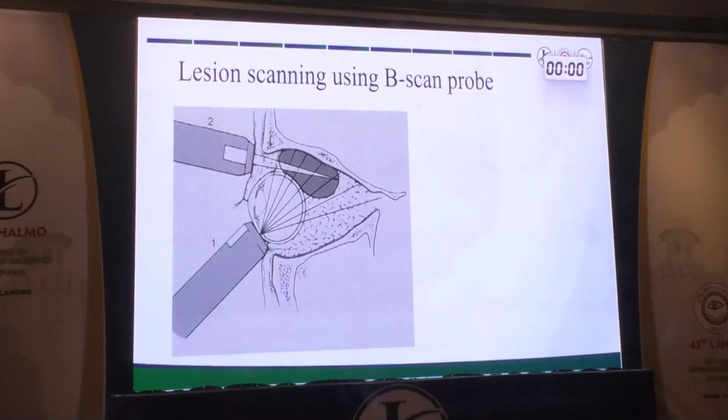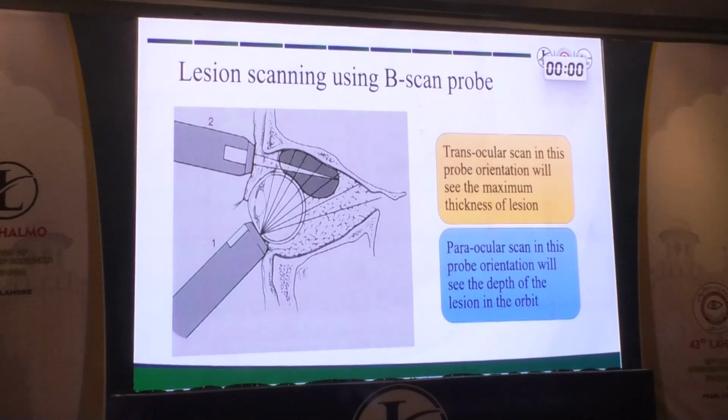Lesion scanning using the B-scan probe. The transocular scan in this probe orientation will show the maximum thickness of the lesion. Transocular will tell you the maximum thickness of the lesion. Whereas the paraocular scan in this probe orientation will show the depth of the lesion in the orbit. This is paraorbital. It tells you the depth of the orbital lesion.